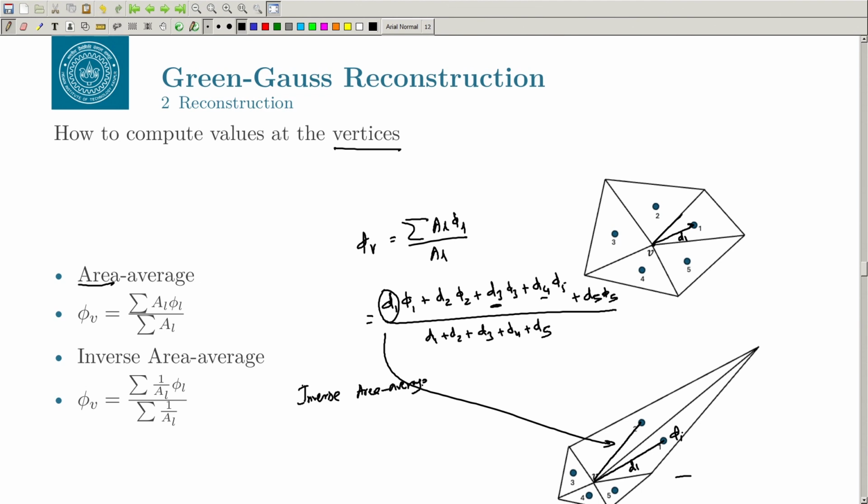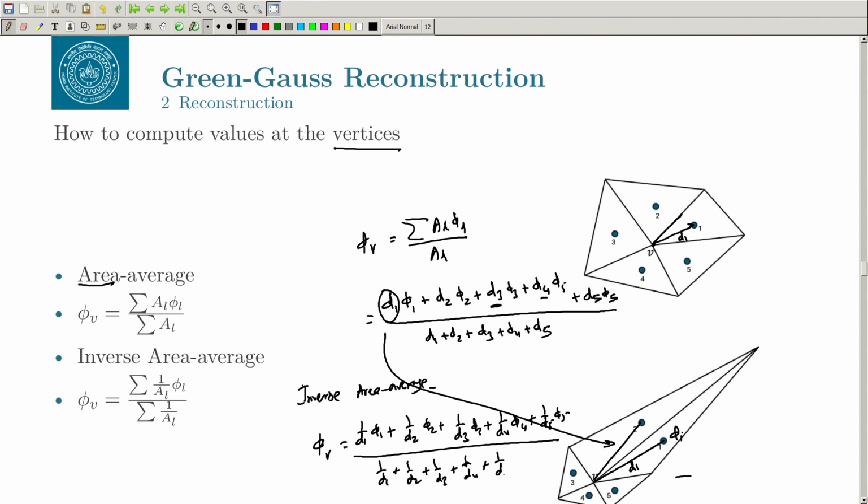So, where you can basically use this, phi v will be basically 1 by d1 phi 1 plus 1 by d2 phi 2 plus 1 by d3 phi 3 plus 1 by d4 phi 4 plus 1 by d5 phi 5, divided by 1 by d1 plus 1 by d2 plus 1 by d3 plus 1 by d4 plus 1 by d5.